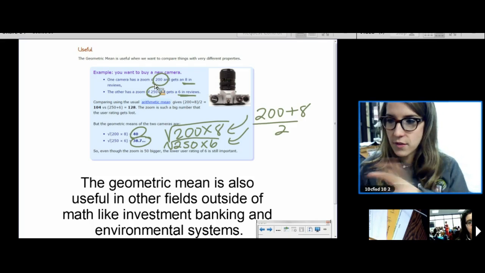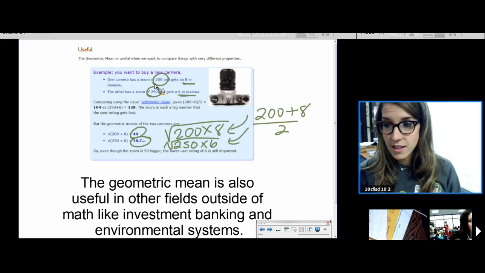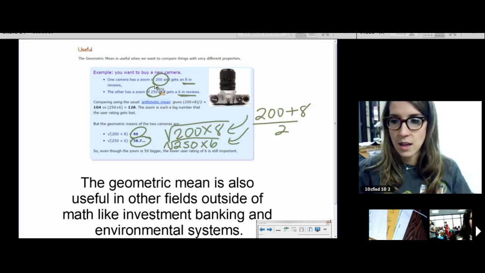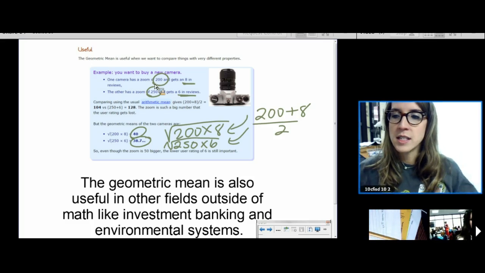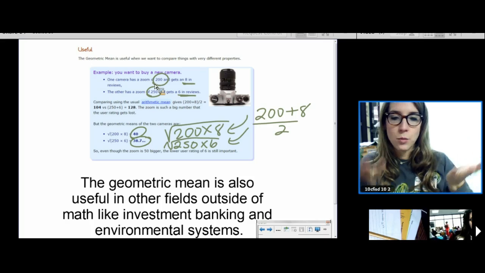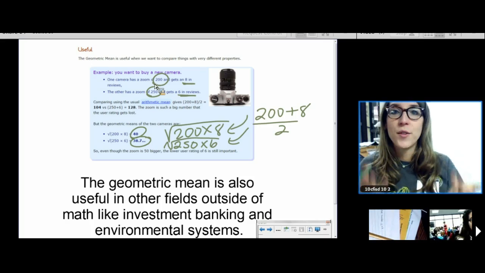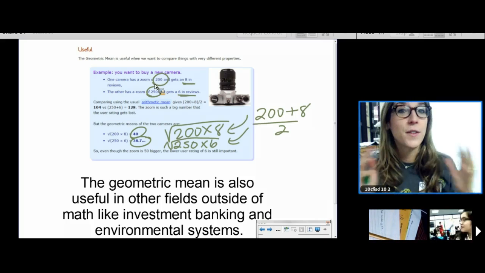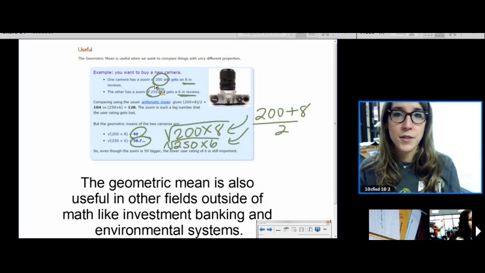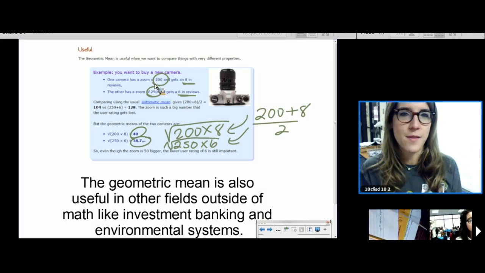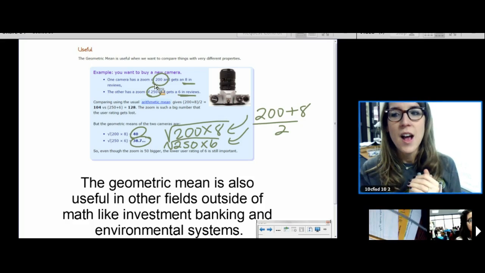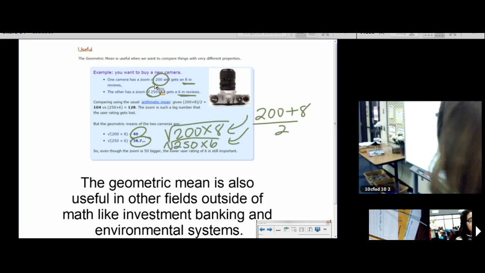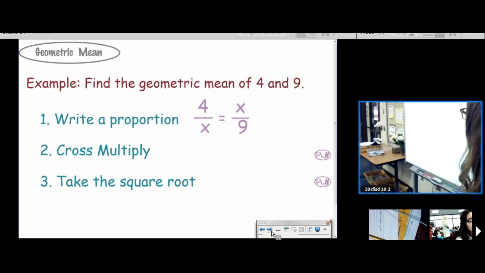Other fields that use it, if you read down there: banking, investment banking, environmental systems. Environmental systems have to rate two companies on different things. It's rating on different scales, and if there are different scales, then you can't just add and divide by 2. But the geometric mean will help you compare the numbers. All right, I just wanted you to know how it was used in the real world.